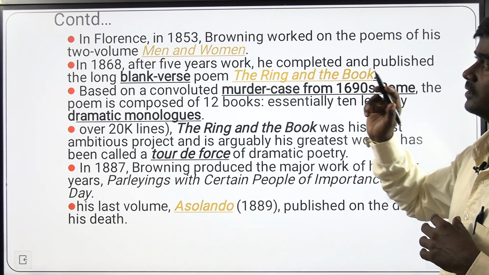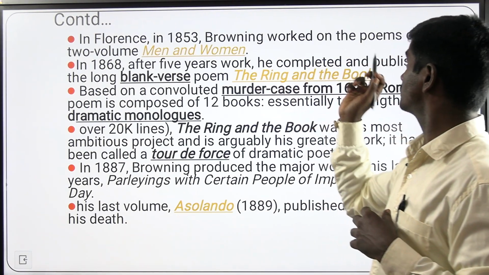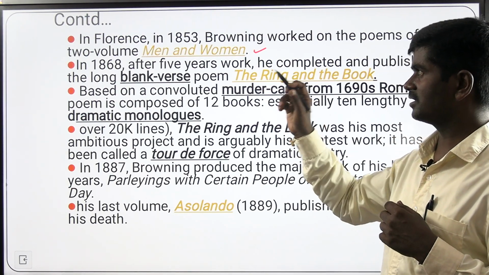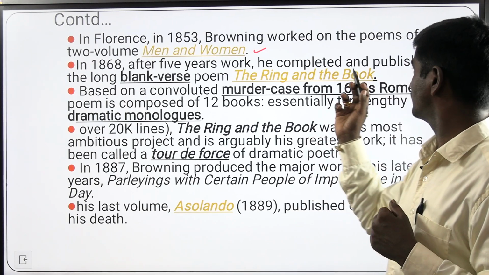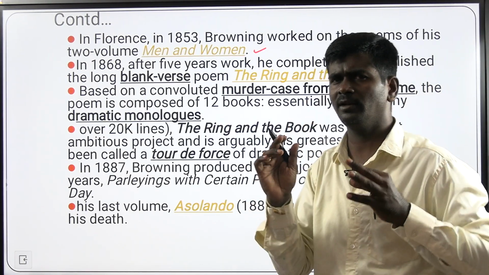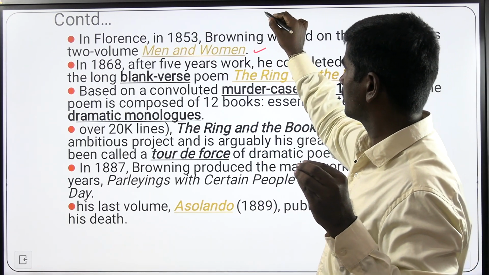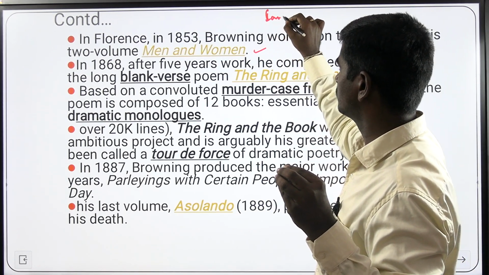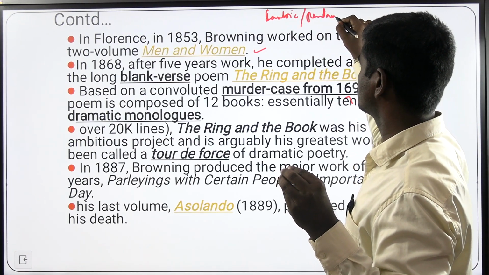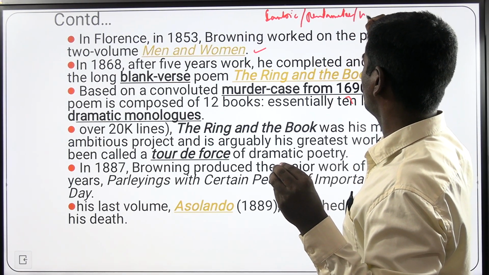Another important text: in Florence in 1853, Browning worked on the poems of Men and Women, another important poem. And in 1868, after 5 years of work, he completed and published a blank verse poem. Blank verse, in short, I will tell you, means composed in iambic pentameter lines, no rhyme scheme.